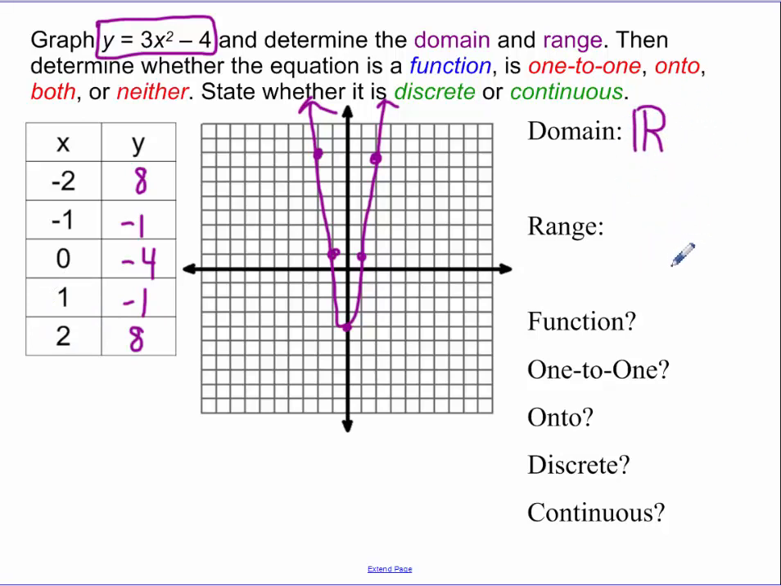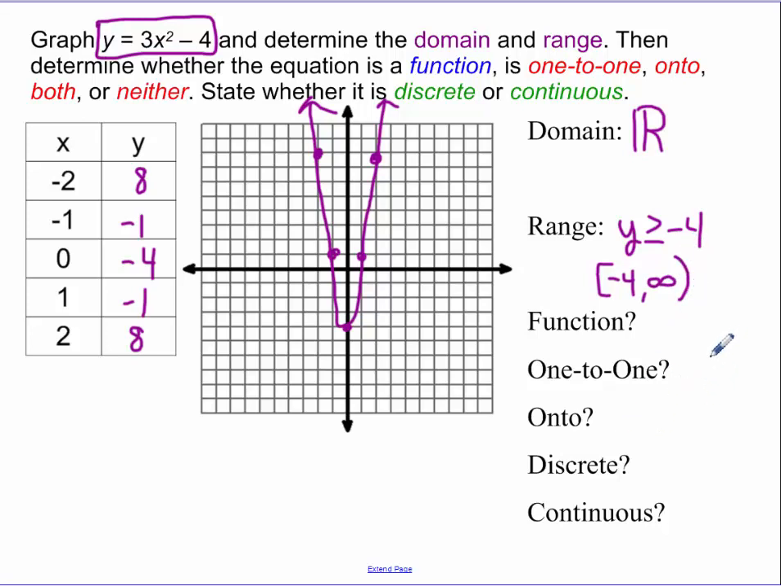The range. Okay, so when I was graphing this, what's my lowest y value? My lowest y value is down here at -4. So y has to be greater than or equal to -4. And in interval notation, a lot of teachers use interval notation for this. That's -4 to positive infinity.